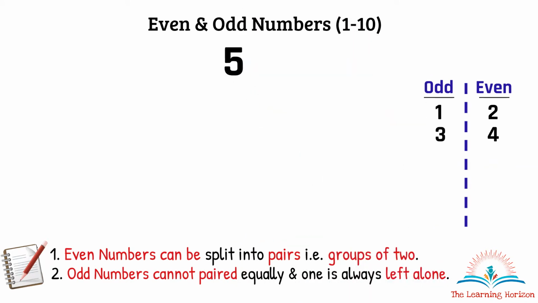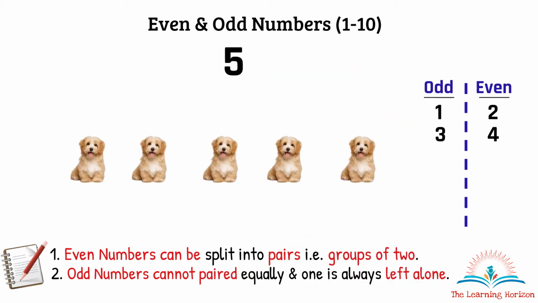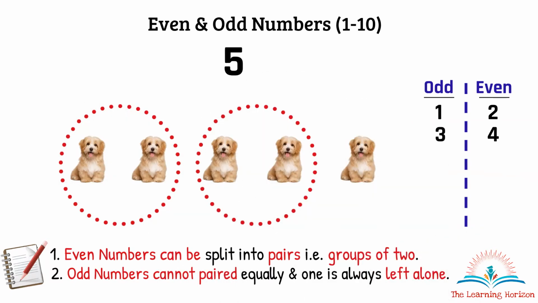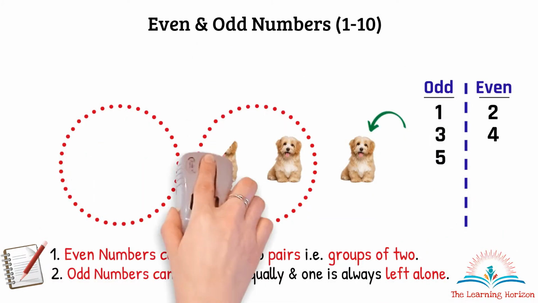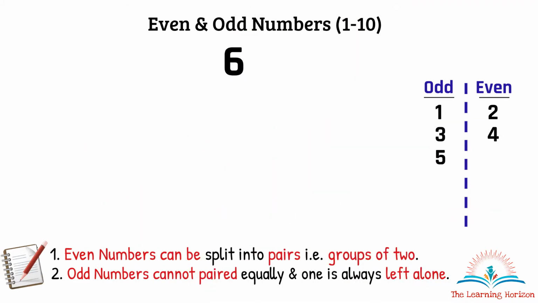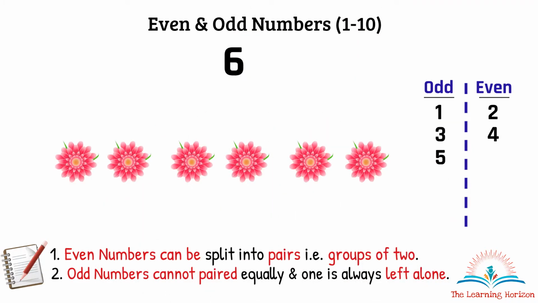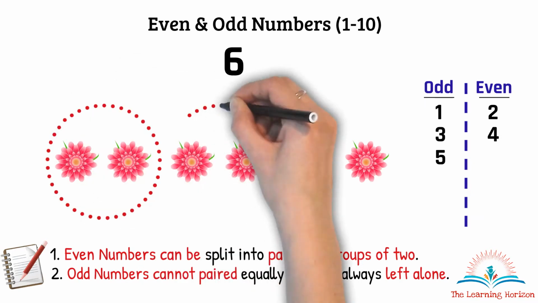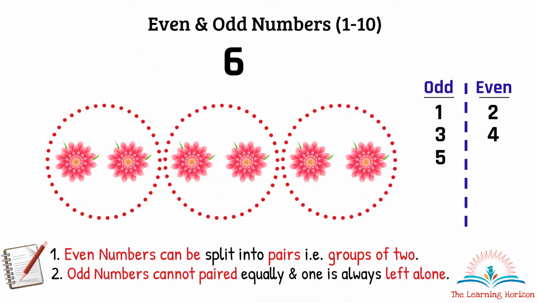Number 5. We have 5 dogs here. Group them into 2s, 1 left alone. So 5 is an odd number. Number 6. That is, we have 6 flowers. Again, group them into 2s. Nothing left. So 6 is an even number.